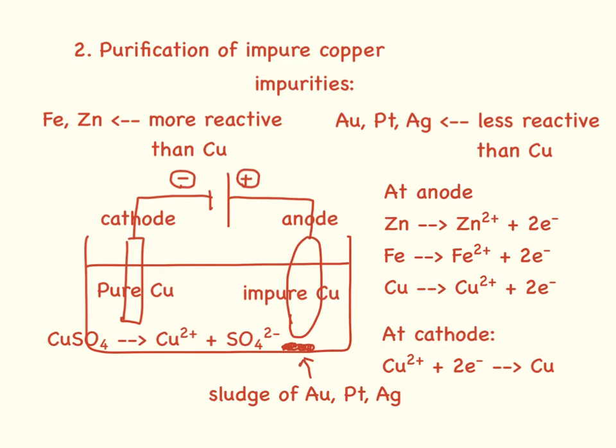That is according to their metal reactivity series, as you know that zinc is more reactive than iron, and iron is more reactive than copper. In the meantime, a sludge of gold, platinum, and silver will be left at the bottom of the impure copper object. At the cathode, only copper 2 ions discharge to become copper and deposit on the copper cathode. Copper at the anode gradually transfers to the cathode, and the cathode becomes bigger and bigger.